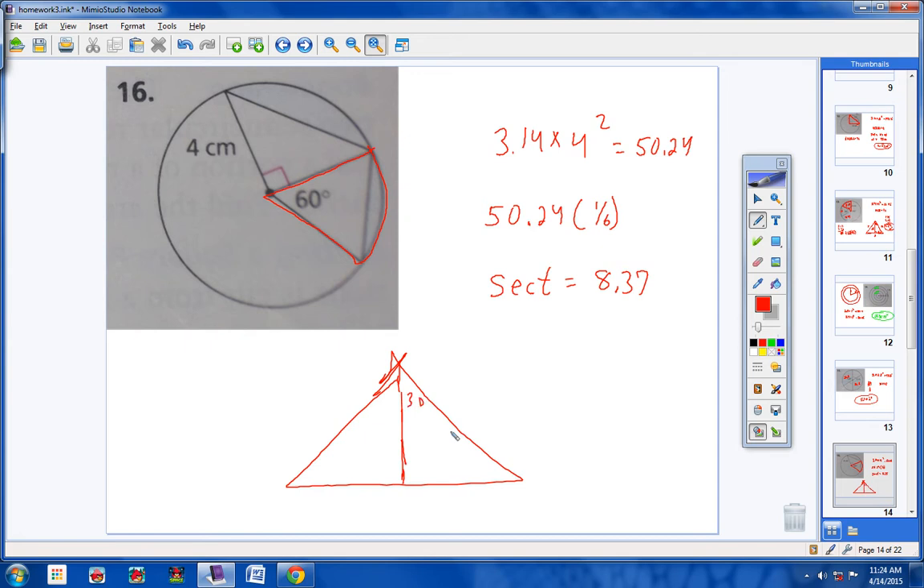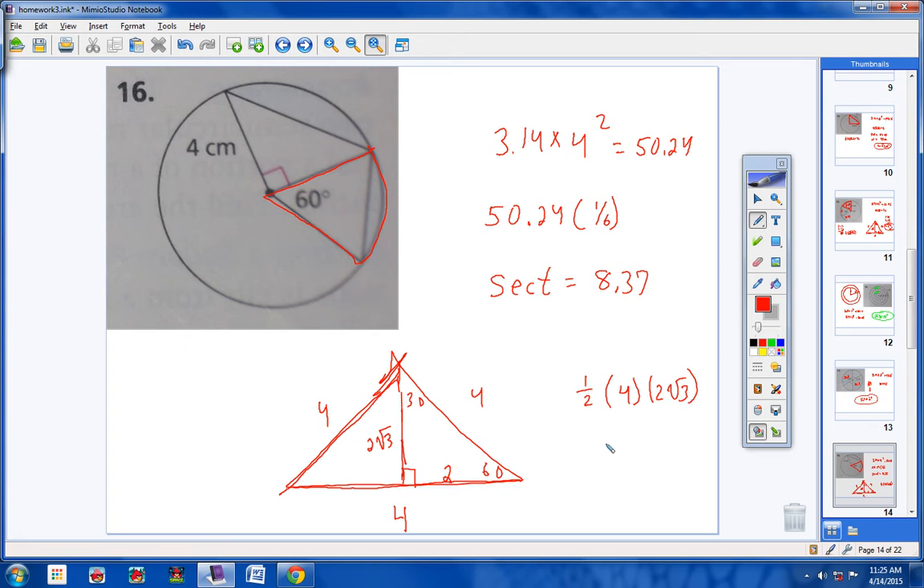It's a 60-60 triangle. So drop down your altitude. This would be 30. This would be 60. This would be a right angle. Your radii are 4. So all of the sides are 4. Okay? So it means your little side here is 2. Always take your little leg, multiply it by the square root of 3. And there's your height. So in order to find the area of this triangle, we have 1/2 times the base, well the whole base is 4, times the height is 2 square root of 3.